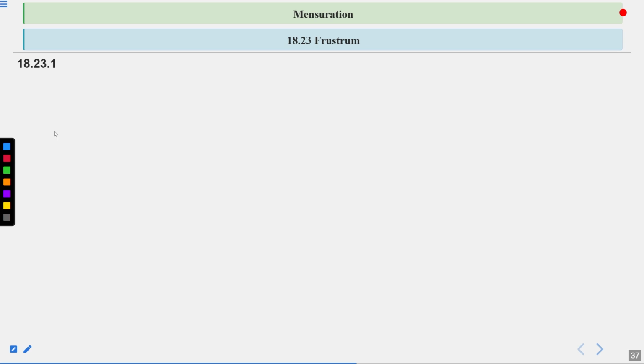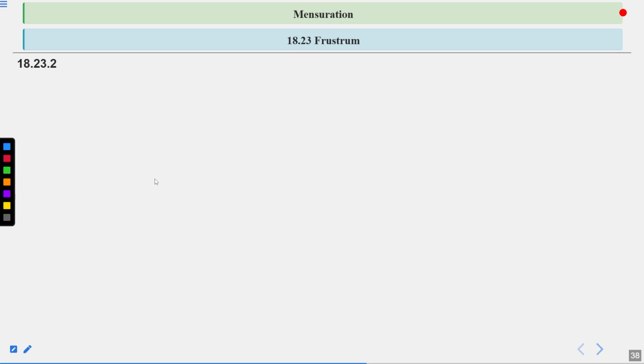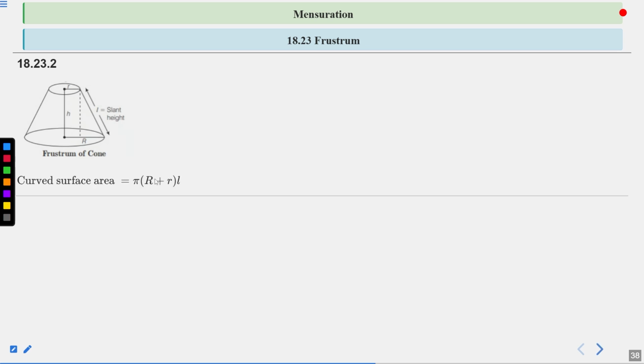Now, first formula of the frustum, 18.23.1. So this is the diagram of a frustum. We can calculate the slant height L, which equals under root h square plus capital R minus small r whole square. Then we get the slant height. Next one, 18.23.2 of the frustum. So this is the diagram. Now the curved surface area of the frustum is pi in the bracket capital R plus small r multiplied by L. We get the curved surface area of the frustum.